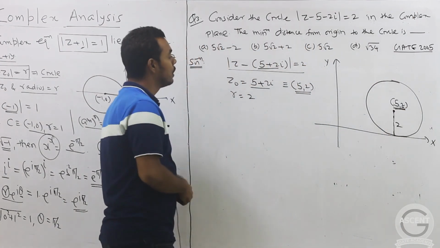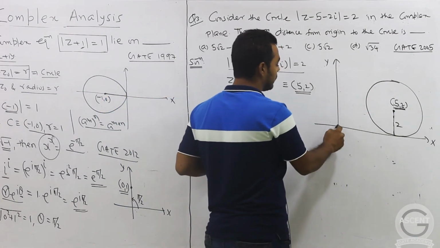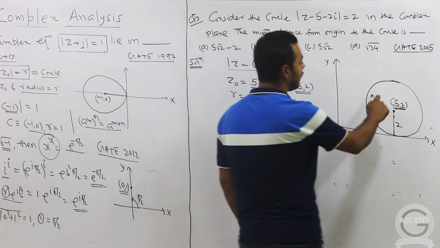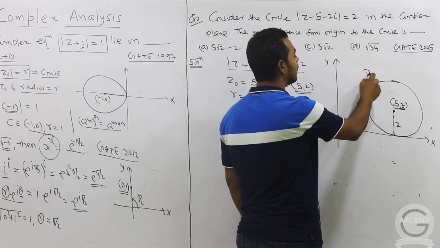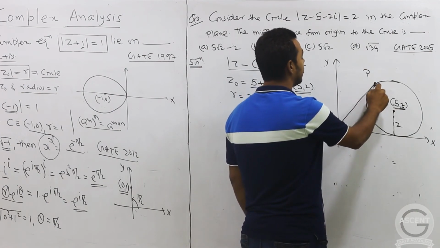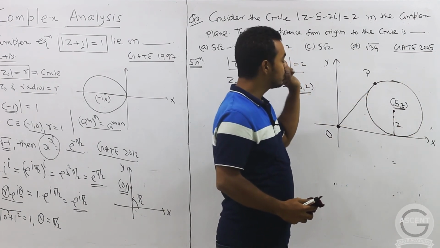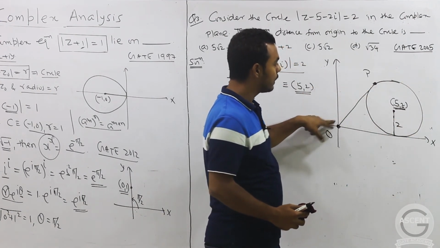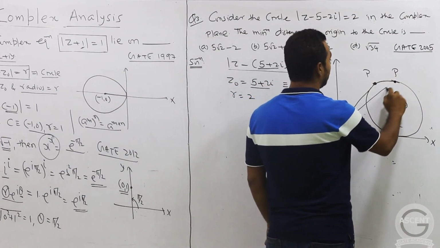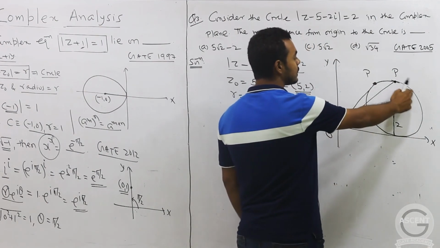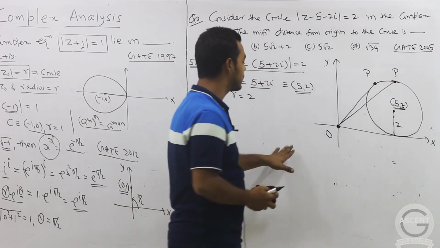Now the question is, what will be the minimum distance of any point on this circle from this origin? Okay, there are infinitely many points on this circle. Suppose this point is O, take any arbitrary point P. So this distance is OP. Now this point P is free to move on this circle. So the question is, what is the minimum value of this OP? For example, if the point P is here, then this will be your distance OP. So for different locations of P, you will get different distances OP. So what will be the minimum distance OP?